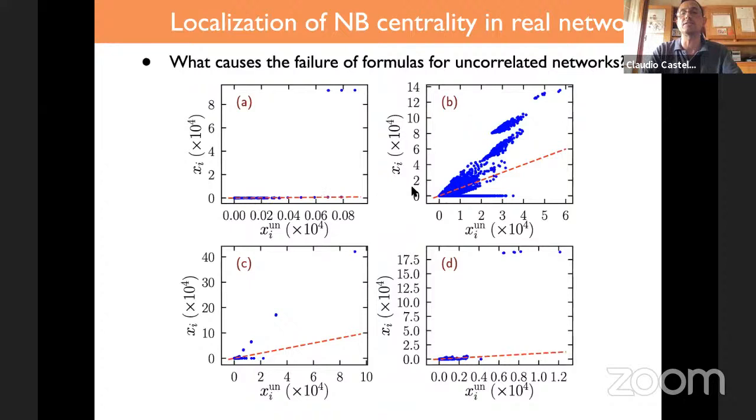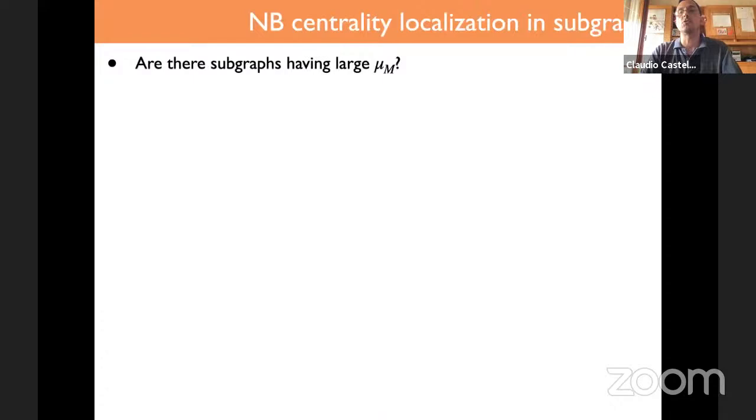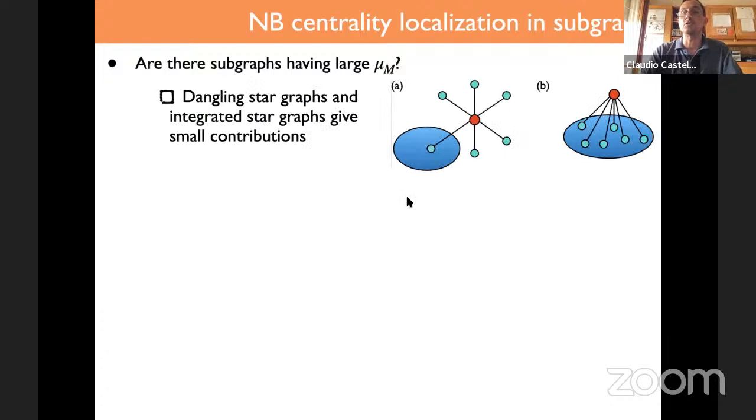So the red lines for these networks for which the predictions fail, you have a big outlier with respect to the theoretical predictions. It means that there must be some localization going on even in these systems. So what are the subgraphs which are important for these localizations?